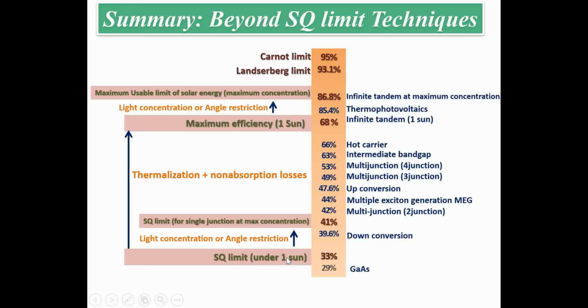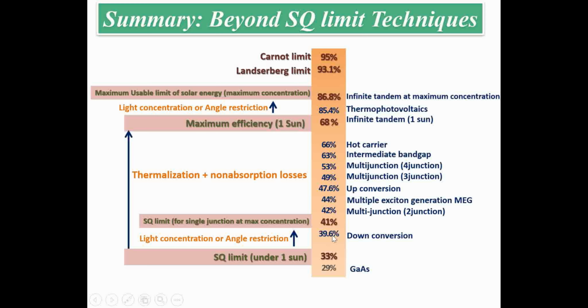So this can be practically achieved by an infinite tandem at 1 sun. So this is the SQ limit under 1 sun. Okay, this is infinite tandem at 1 sun. And now in this infinite tandem, the maximum efficiency at 1 sun, if we again put angle restriction by having maximum concentration of light, the efficiency will again go up to 86.8%. Okay, so that is the maximum achievable efficiency by any practical means. Okay, so the practical means here is infinite tandem at maximum concentration.